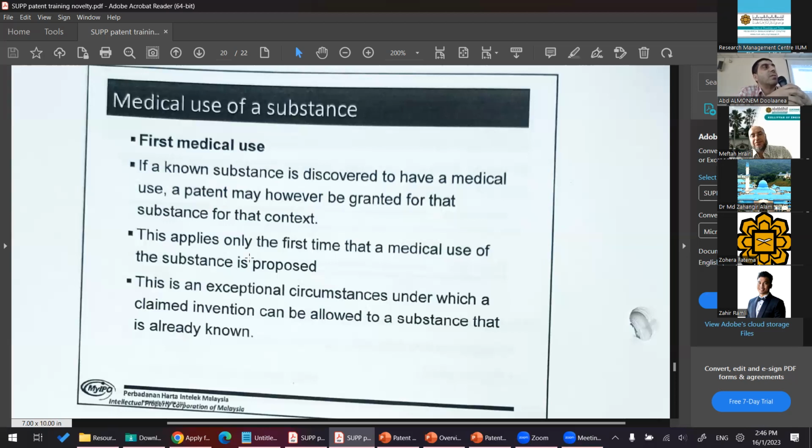Doxorubicin is chemically synthesized. Actually, the first patent, they patented doxorubicin itself, including any use of it, because they chemically synthesized it. So it's not new for them. No, cannot. Only the first one.